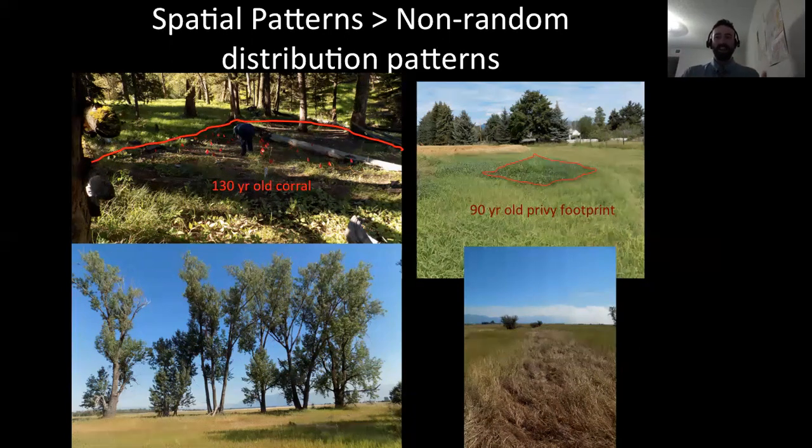Here's an example of a 90-year-old privy footprint, and it's the same grass species in the footprint as around it, but it just has greater vibrancy, greater vitality to it. And so if an archaeologist only recorded the presence of that grass, it could be written off easily as an indicator of humans. But if they said, high vitality of X species, well, now we're cooking with oil.